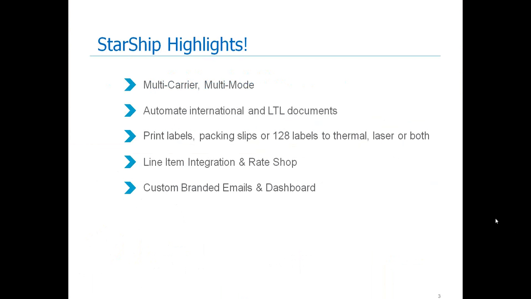StarShip also will allow you to rate shop between carriers with your negotiated rates. And alongside with the StarShip license comes two additional features. One being eNotify, and eNotify is a custom email generator tool that allows you to customize and brand your email notification. And the other is Dashboard, and Dashboard is a data analyzing tool that grants your front office access to various reports, shipping information, shipping history, and so forth.